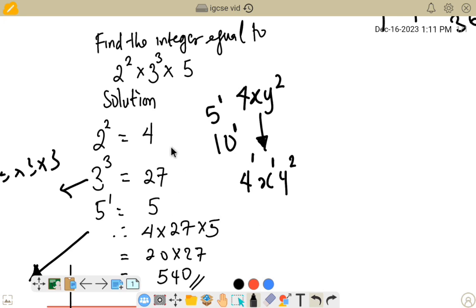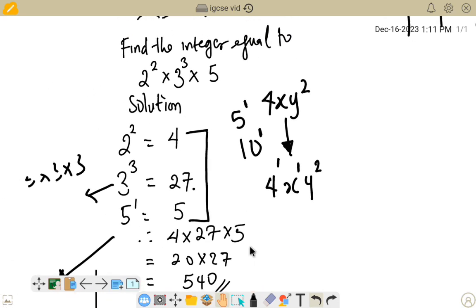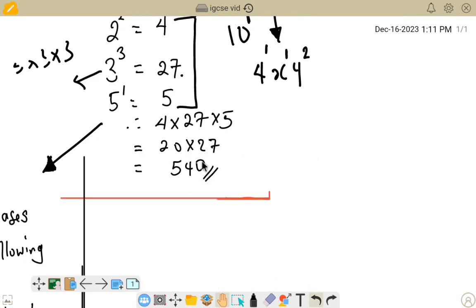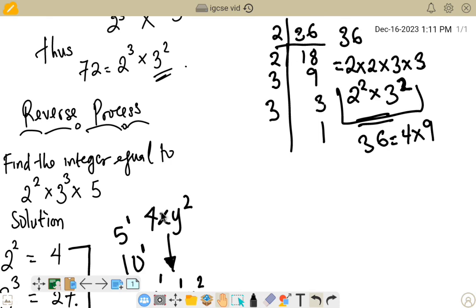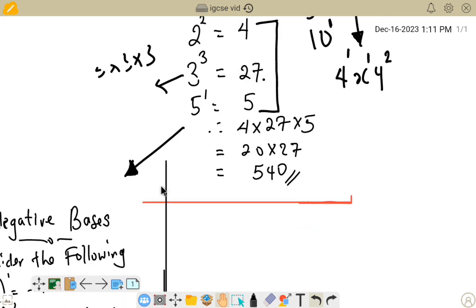At the end of the day, you multiply these three numbers. That will give you 4 times 27 times 5. You multiply that, you get 540. So 2 to the power 2 times 3 to the power 3 times 5 is equivalent to 540. If you try to do long division for 540, just the way we did it in the previous section, you will get 2 to the power 2 times 3 to the power 3 times 5, which is the same thing. Okay, so now on to the next part.